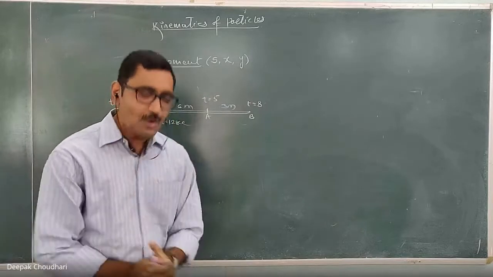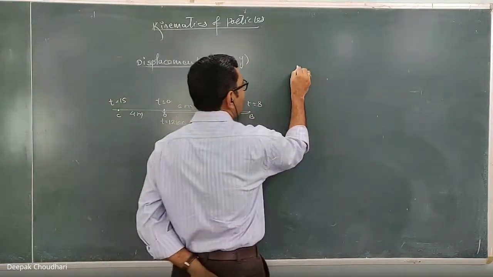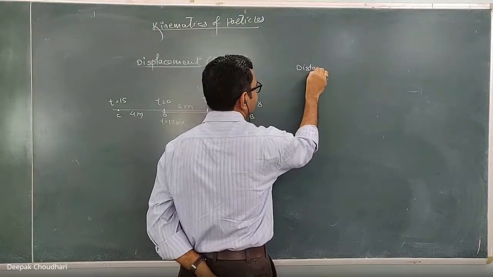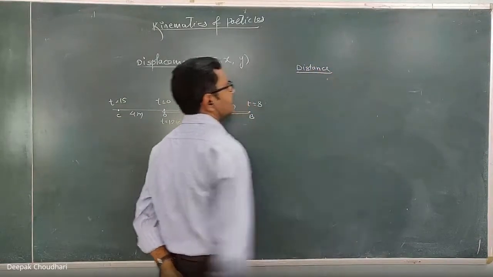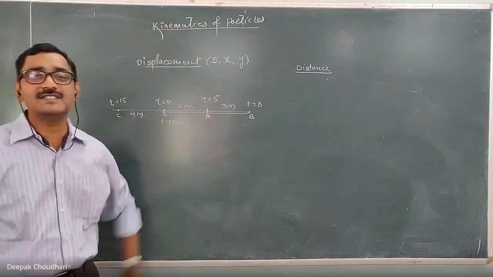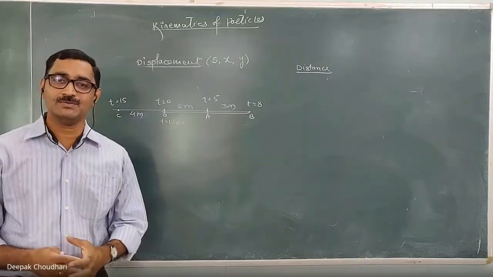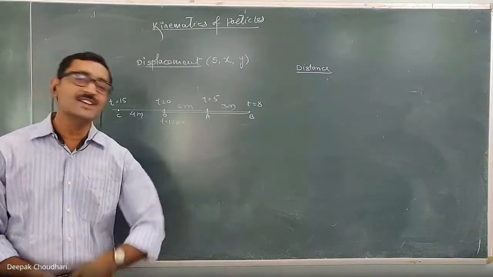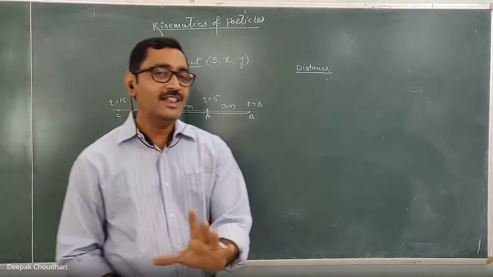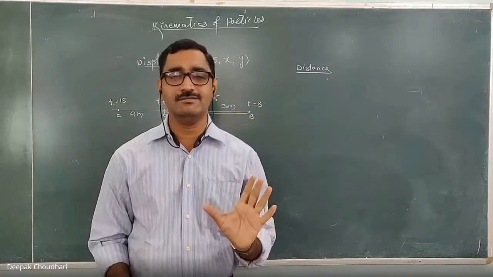Now before asking some questions here, I would like to tell you about the distance traveled. Displacement is a vector quantity, whereas distance is a scalar quantity. Here distance is always positive. And how can you define the distance? Distance is nothing but the length of the path traveled by the particle in that duration of time.